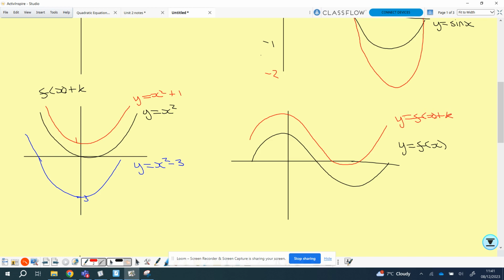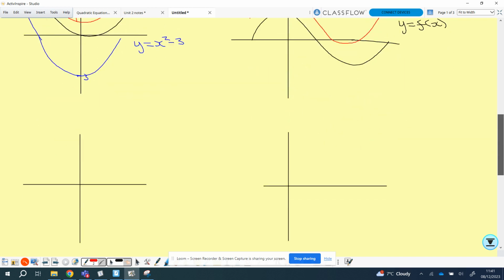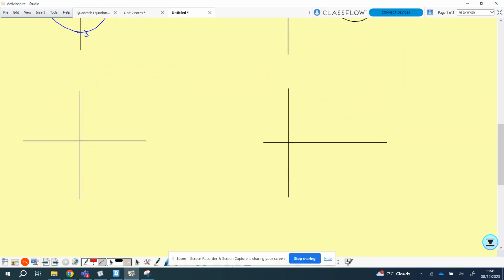f of x plus k there. Okay, so we've got that sort of property there just in general. Alright, so there's the first two there. We'll then keep going. So what else did we see last year at higher?